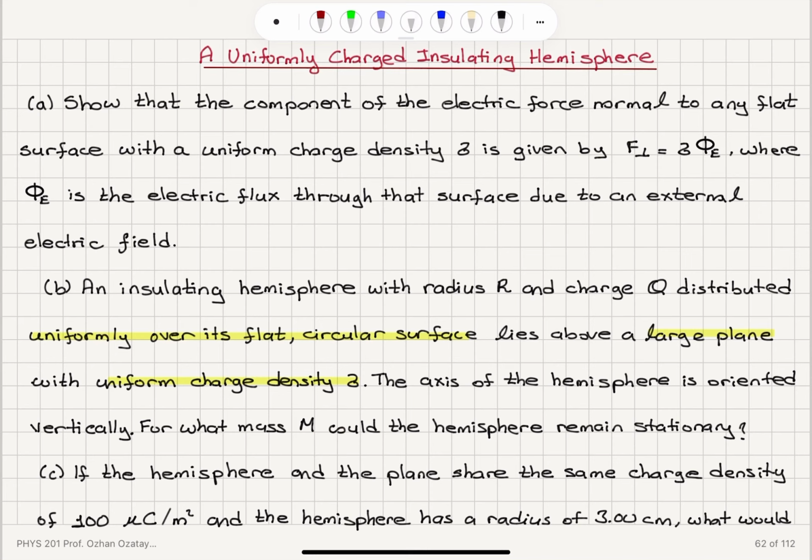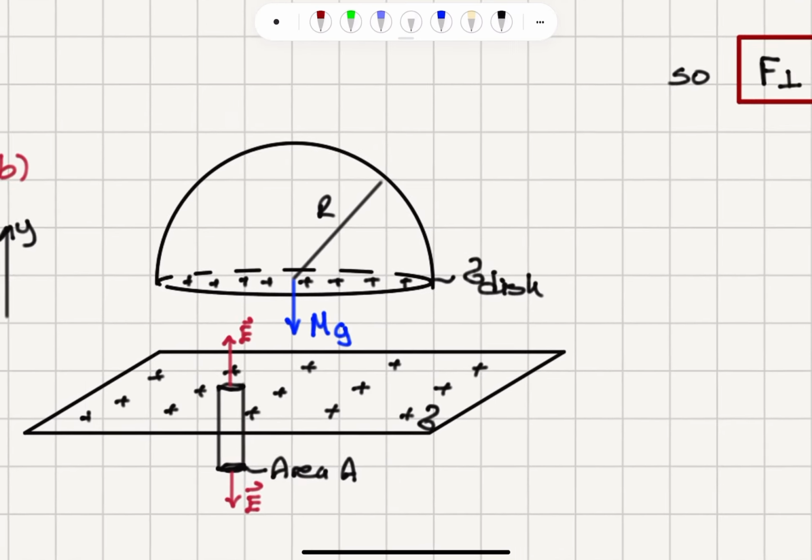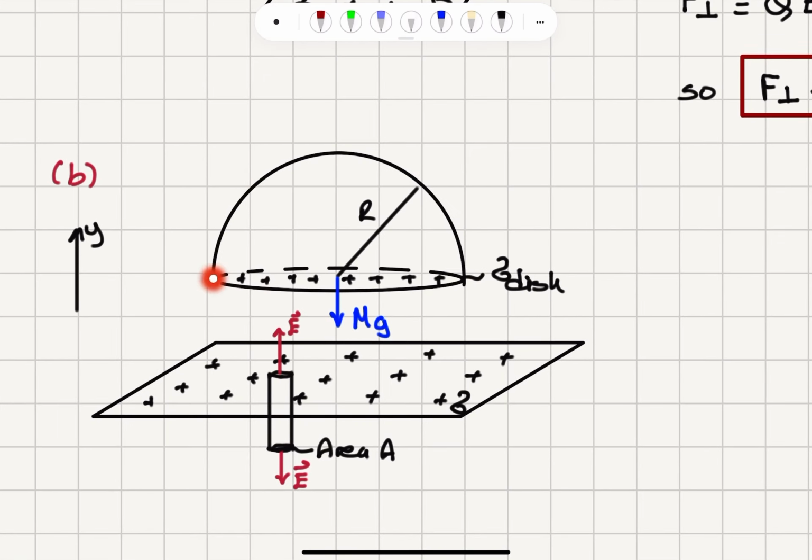So this is the mass of the hemisphere. So that's the picture we have here. We have this hemisphere. It has uniform charge distribution on its flat circular surface here. It's above a plane which is uniformly charged with charge density sigma. Obviously, there's going to be the weight of this hemisphere, mg, pointing down, but this charge distribution will feel a force due to the external electric field created by this flat surface.